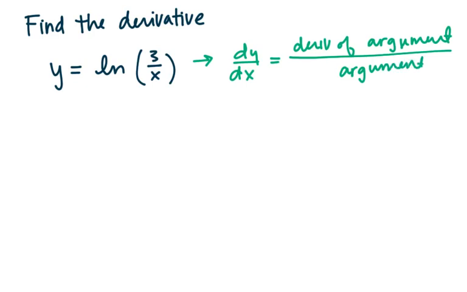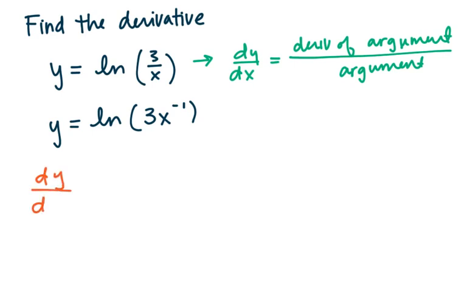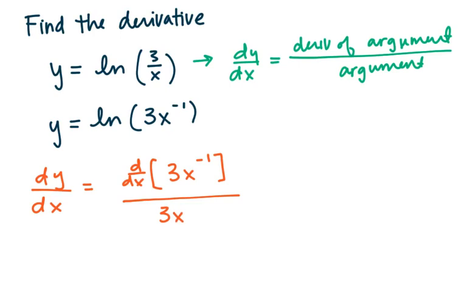All right, so let's look at this. Using a little bit of algebra, I don't like the way that argument has a divide by x in there. But I know with my algebra skills that I can rearrange that and write that as 3x to the negative 1. So that means if I were to take my derivative, I would find that the derivative of y with respect to my independent variable x is the derivative of the argument, which is 3x to the negative 1, over the argument, 3x to the negative 1.